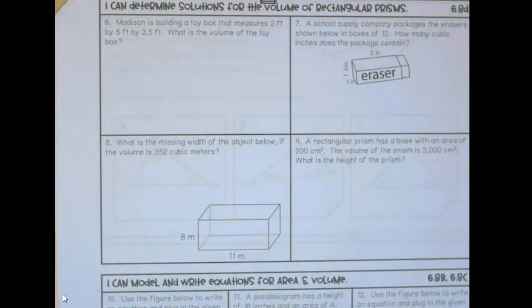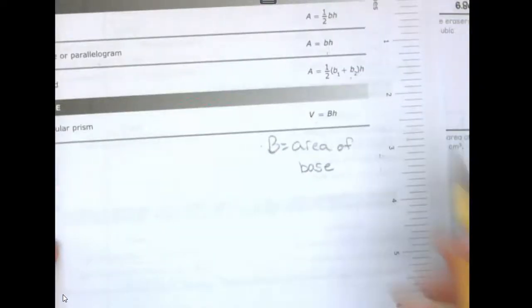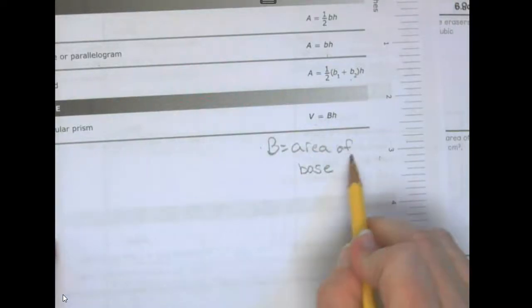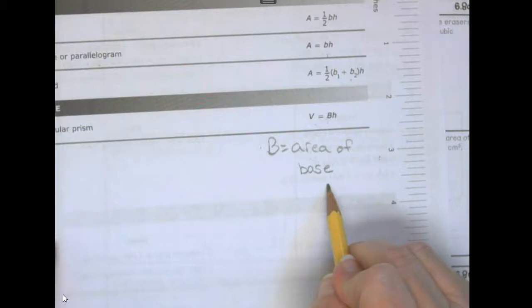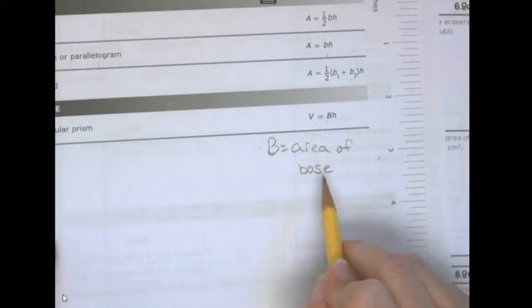Madison is building a toy box that measures 2 feet by 5 feet by 3 5/10 feet. What is the volume of the toy box? Well, it is a box, so I know it is a rectangular box. The volume equals big B times H. And remember, big B stands for area of base. This is something that you're going to have to know. The big B stands for area of base.